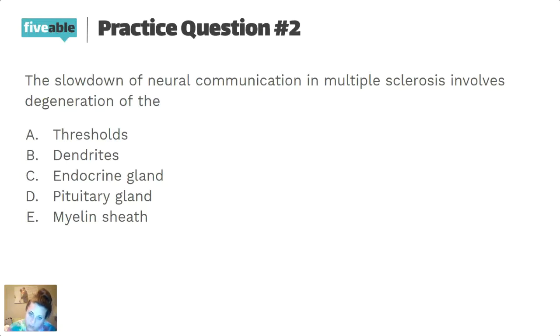So yeah, the answer here is myelin sheath. The myelin sheath is that coating that wraps around the axon, and it's what speeds it up. It's kind of like an insulator cable to make it fire faster. And so it's suspected that in multiple sclerosis, that myelin starts to degenerate and go away. And so it makes people with multiple sclerosis have a harder time having that speed and that response time.